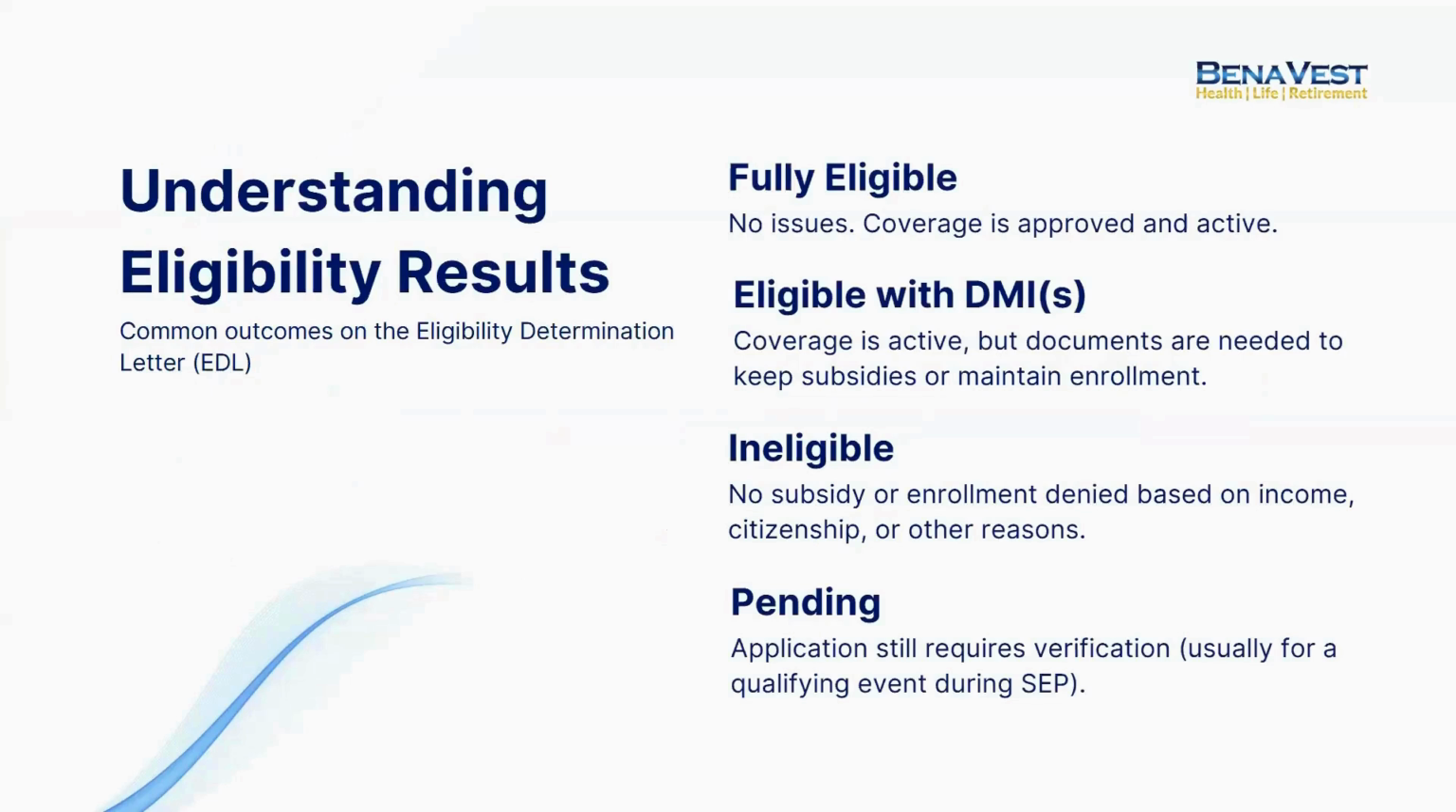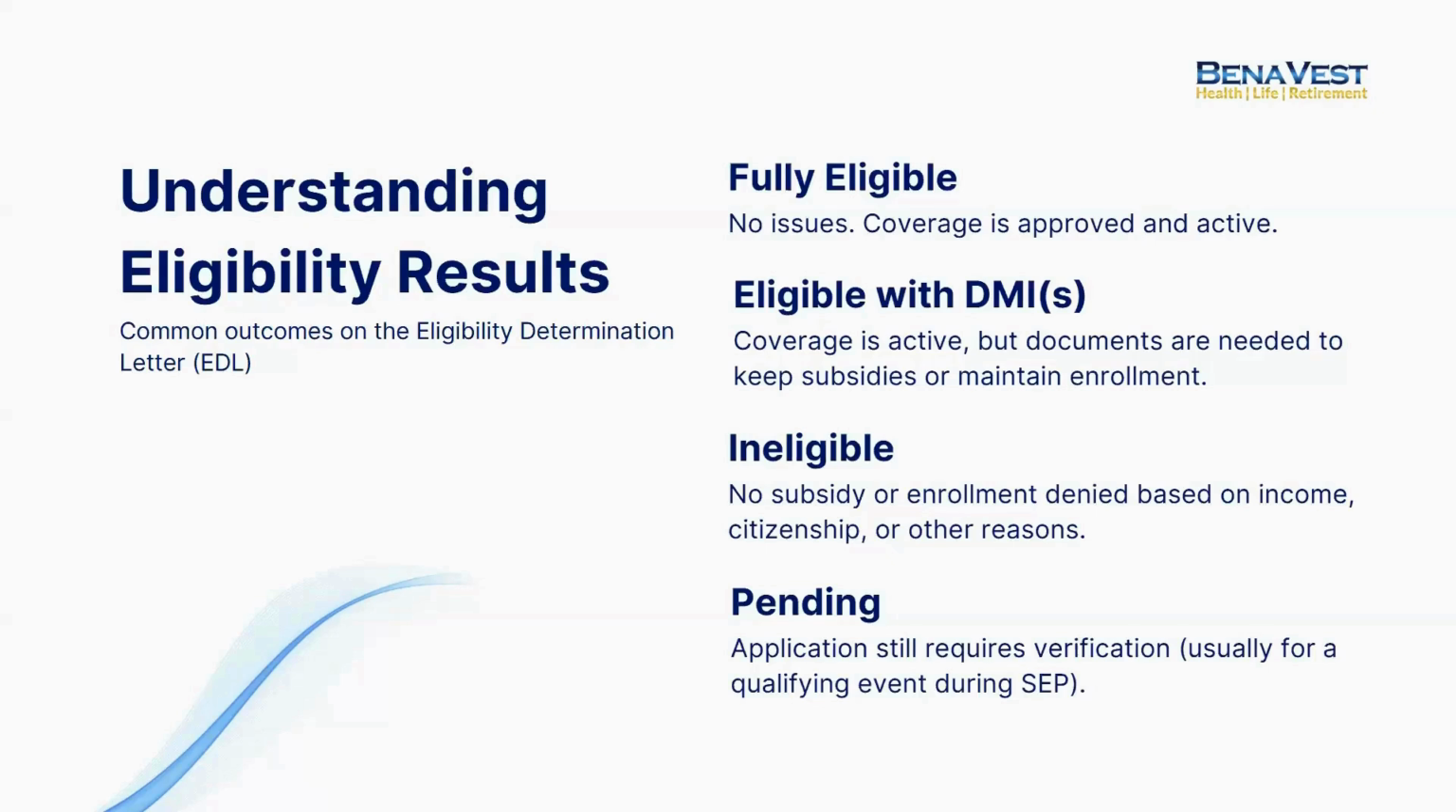Now, some of them can be eligible and still have like a DMI or something different. So, long story short, these are the different categories of an eligibility result. Fully eligible, no issues, coverage is approved and active. What that means, they may have a subsidy, they may not, depending on their income level and state. And it will tell you right there on the eligibility notice if they do have a subsidy.